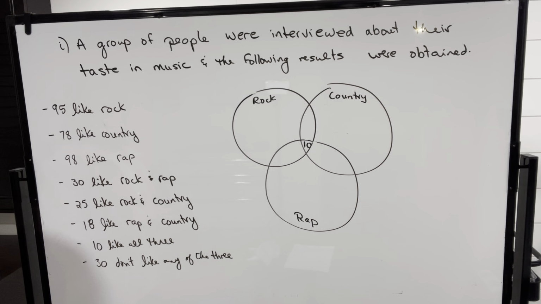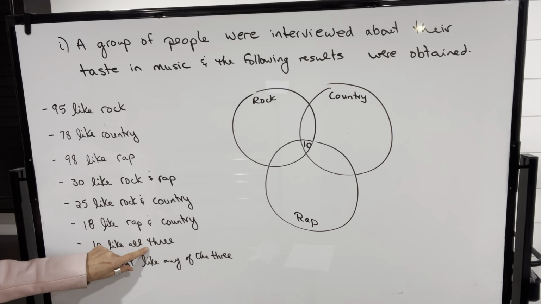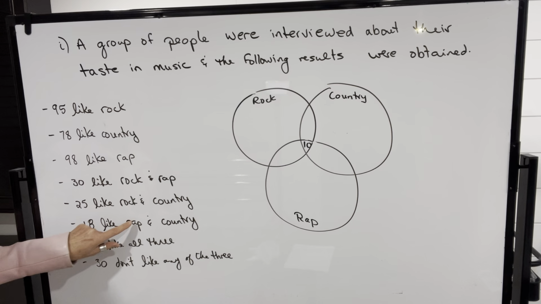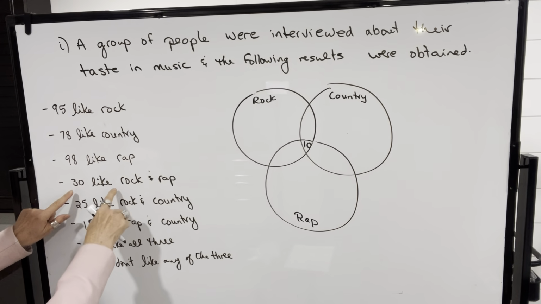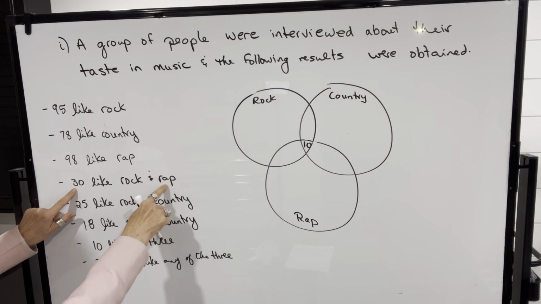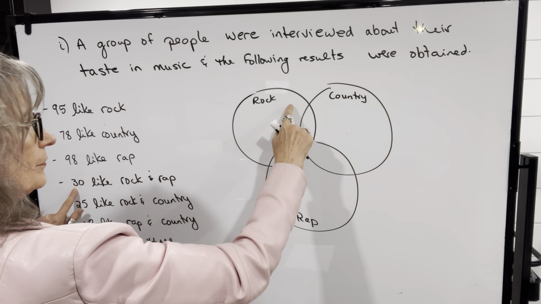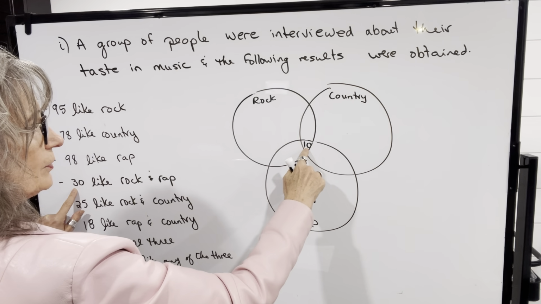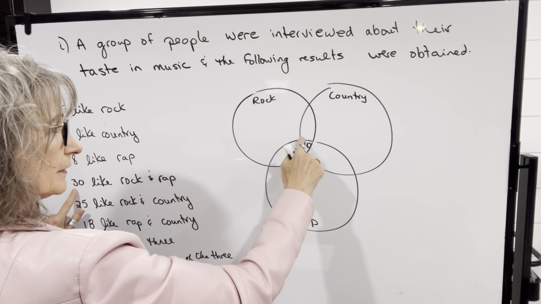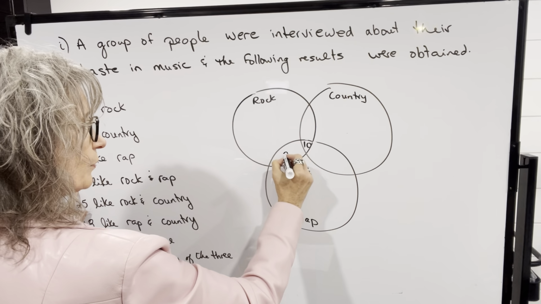Once we know that, then we can find these amounts. So let's take a look at the number that like rock and rap, 30. Rock and rap would be this, is 30. So if 10 are in that part of the intersection, then that leaves 20 here.